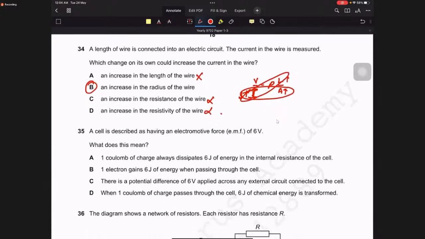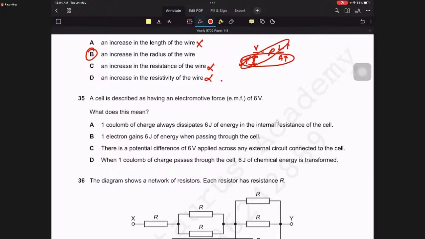Okay. Now, a cell is described as having an electromotive force of 6. What does that mean? We need to look at the definition. 1 coulomb of charge always dissipates 6 J in internal energy? No way, EMF is the total. 1 electron gains 6? Why is this related to an electron? 1 electron has nothing to do with 1 coulomb of charge; 1 coulomb is many electrons. There is a potential difference 6 applied across any external circuit? That's wrong. Some will be lost in the internal resistance as well. When 1 coulomb of charge passes through the cell, 6 joules of chemical energy is transformed. That is correct.